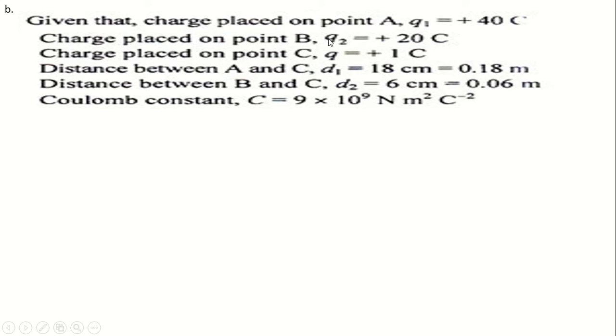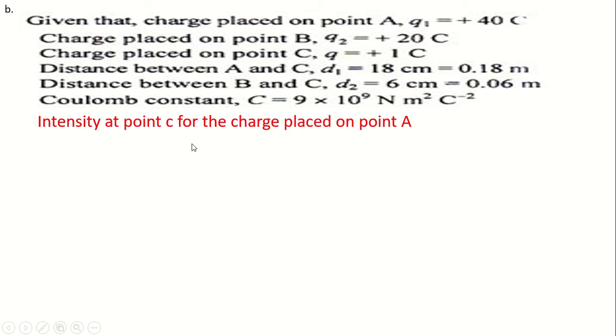look, the charge at point A equals plus 40 coulomb, the charge at B equals plus 20 coulomb, the charge at point C equals plus 1 coulomb. It is given in the question that a unit positive charge is placed at point C. Distance between A and C is 18 centimeter, that is 0.18 meter, and distance between B and C is 6 centimeter, that is 0.06 meter. C equals 9 into 10 to the power 9 Newton meter square per coulomb square.